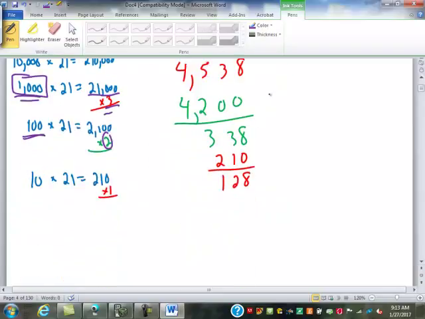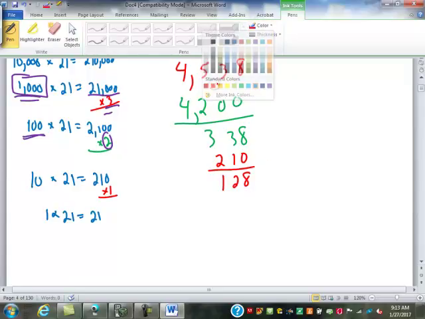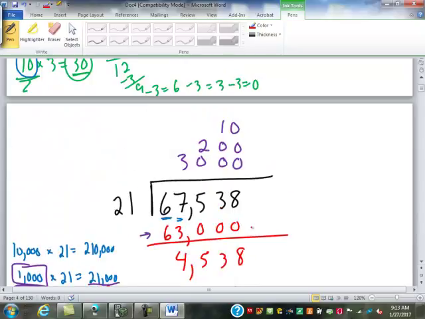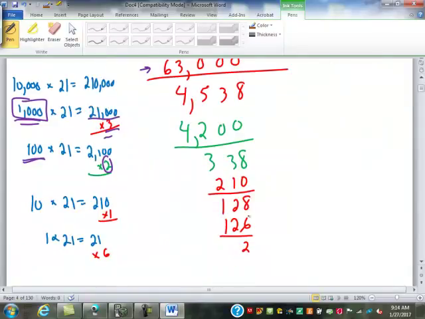And now all that's left is 1s. Of course, 1 times 21 is 21. Can I subtract that from what's left? Yes, I can. It looks like 6 times, right? That'd be 126 with a remainder of 2. So I just subtracted the 21 6 more times. So what this is telling me is 67,538 divided by 21 is 3,216 with a remainder of 2, because we had 2 left down here.